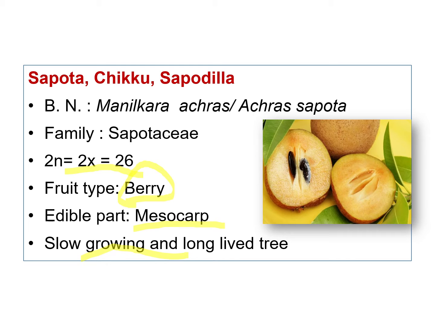So the scientific name is Manilkara achras or Achras sapota. Both are synonymously used. It is belonging to the family Sapotaceae, and the type of fruit is berry and the edible part is mesocarp. It is a slow growing and long lived tree.